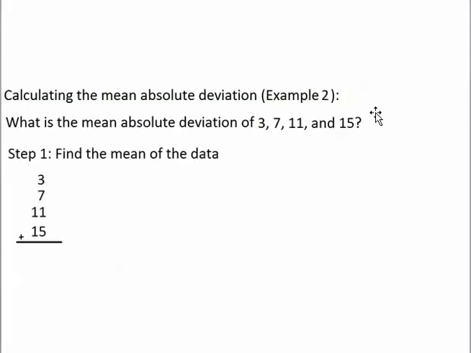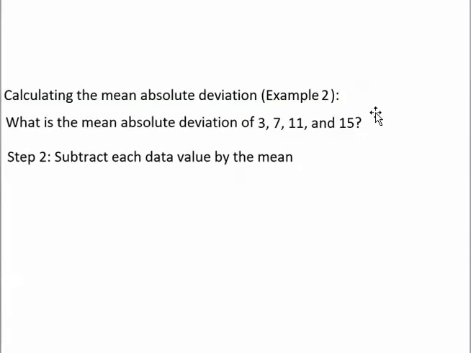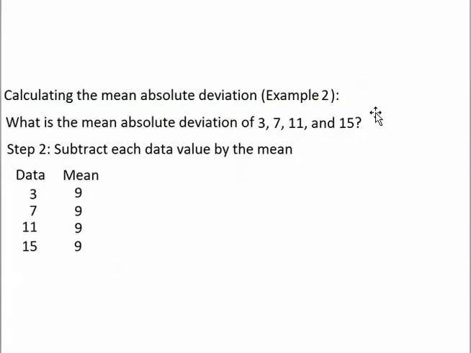And here was one other example with a set of 4 numbers. Step 1 is still finding the mean of the data. Step 2 is subtracting each value by the mean. In this case, the mean is 9. We get these deviations.